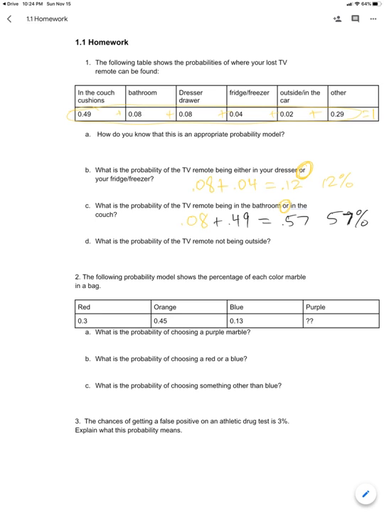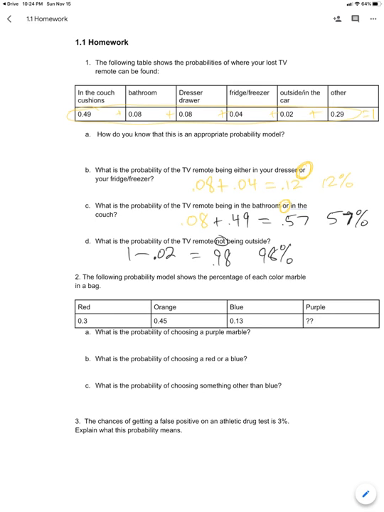Okay, and D, what is the probability of the TV remote not being used outside? So it is being used outside 0.02. Okay, so not would mean 1 minus that. And that's how you get 0.98 or 98%. It will be used inside, okay, but it's not being used outside.